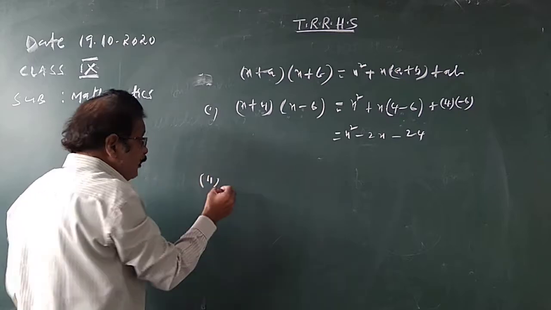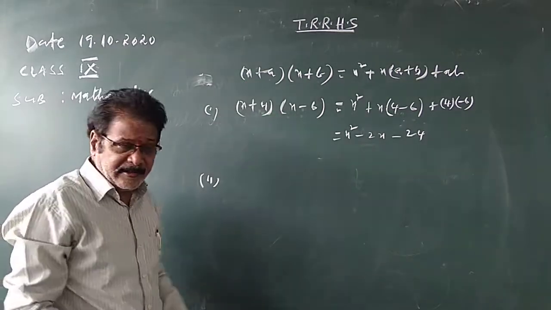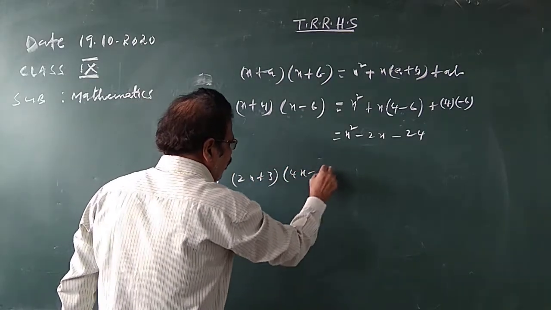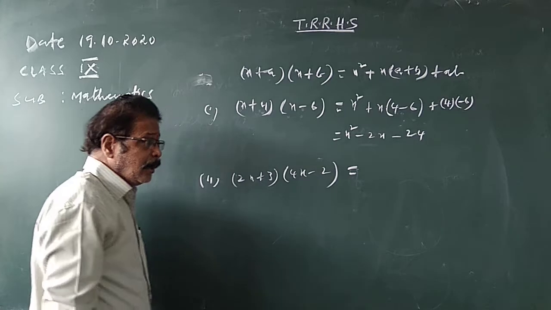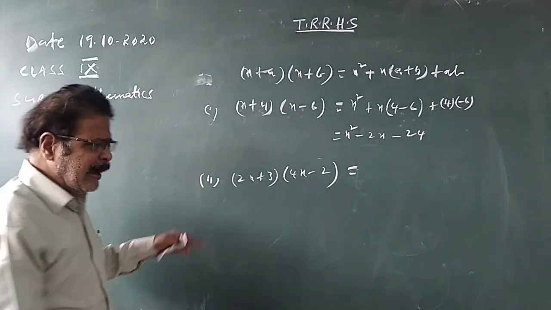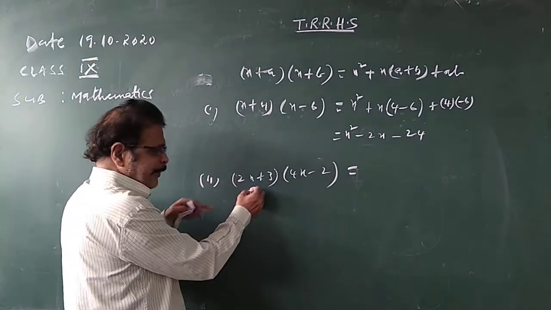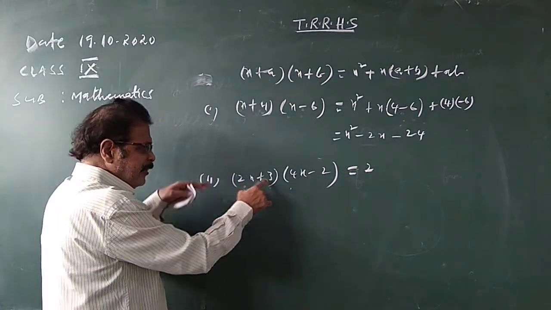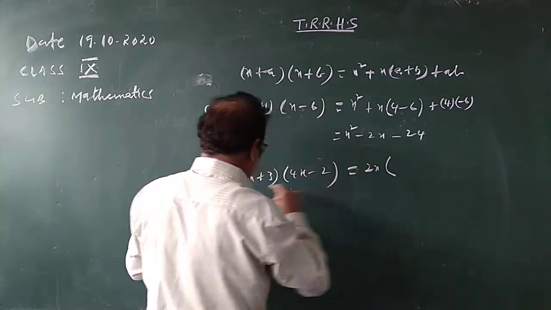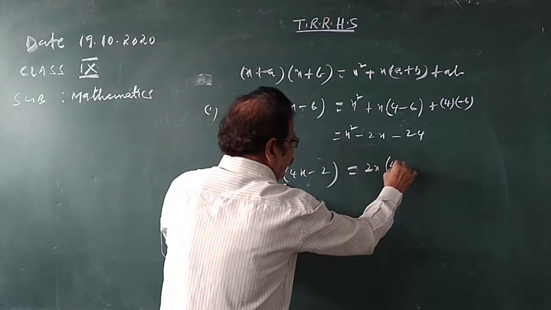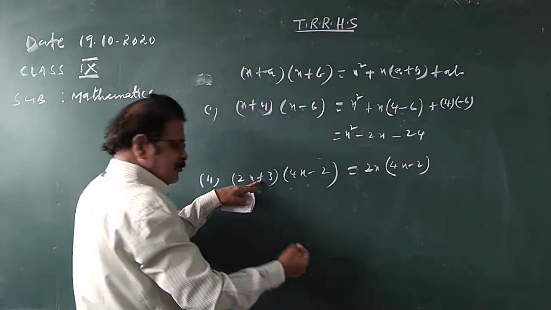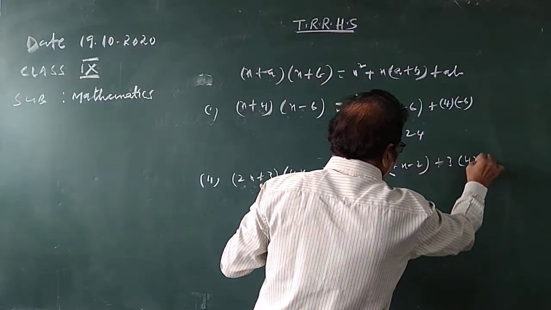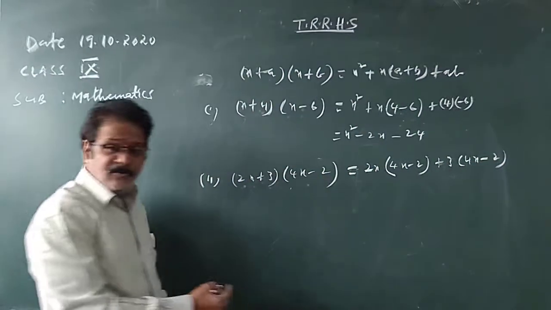One more problem. If x has a coefficient other than one, for example (2x+3)(4x−2), how to find the product? We use the usual method. This is binomial into binomial. The first term of the first binomial is 2x; this 2x multiplies with the second binomial, 4x−2. Next, the second term of the first binomial is plus 3, which multiplies with the second binomial. Like this you have to multiply.